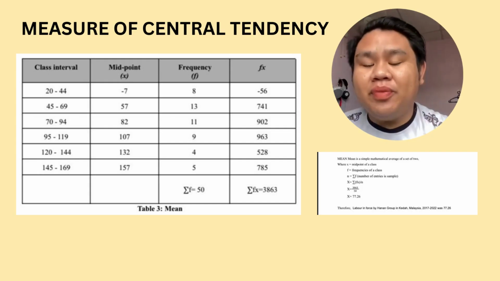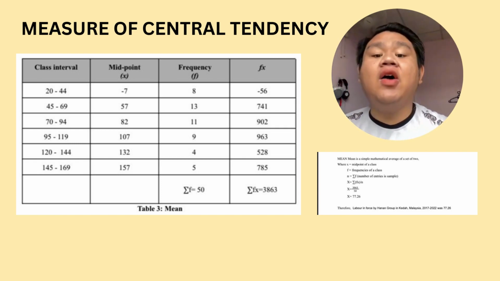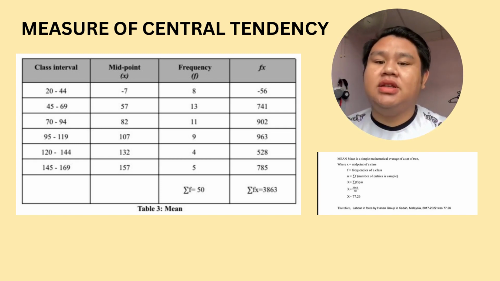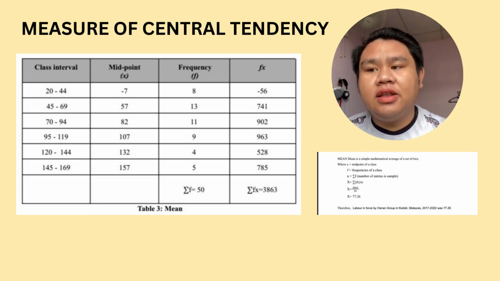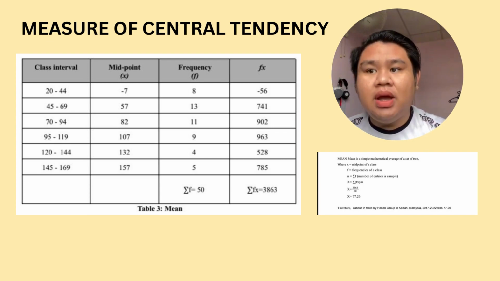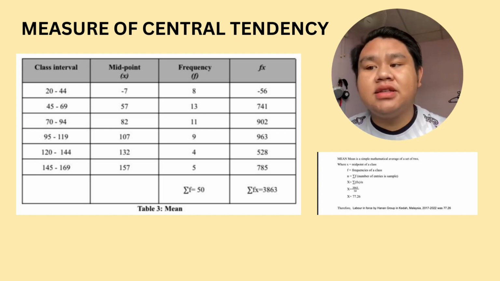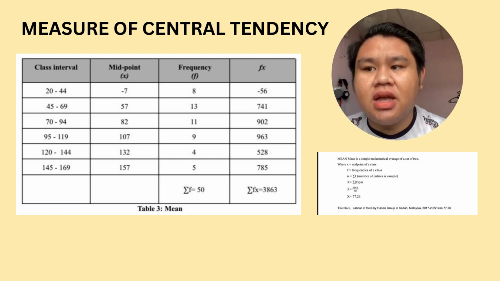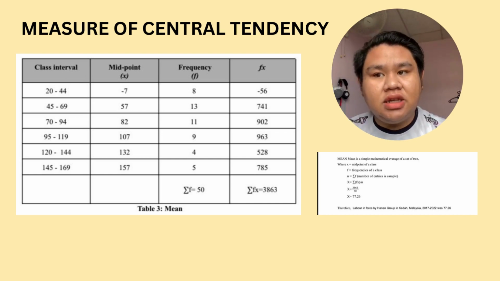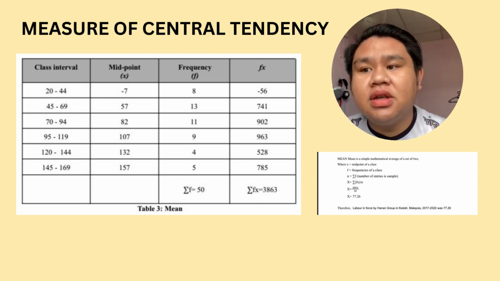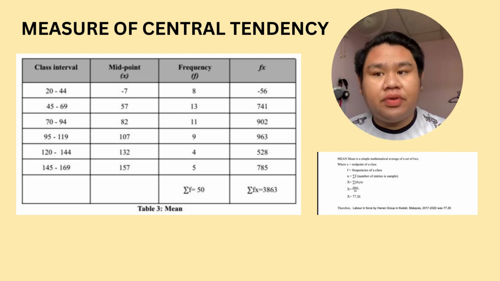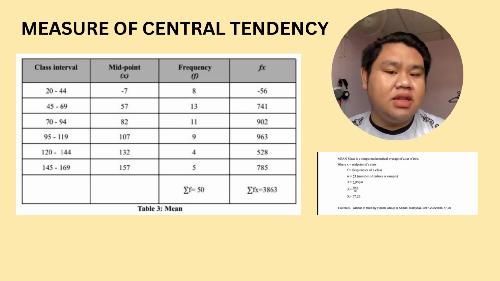Hello, welcome back. I will present this part, which is measures of central tendency. Central tendency is an objective summary of data through a single value that reflects the center of the data distribution. A measure of central tendency is a value that represents the center of a distribution. The most commonly used measures for ungrouped and grouped data are the mean, median, and mode.